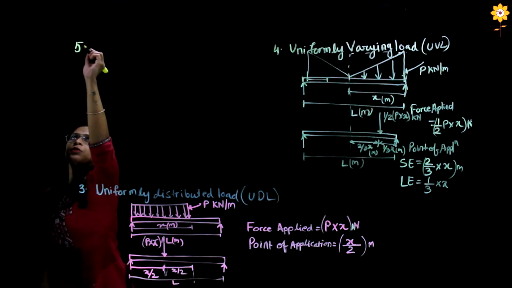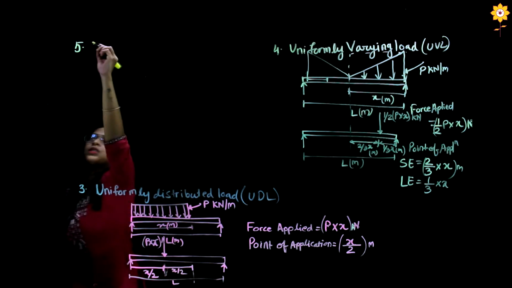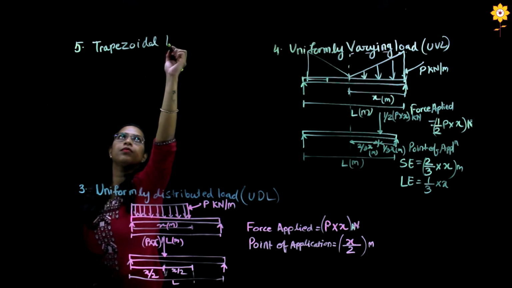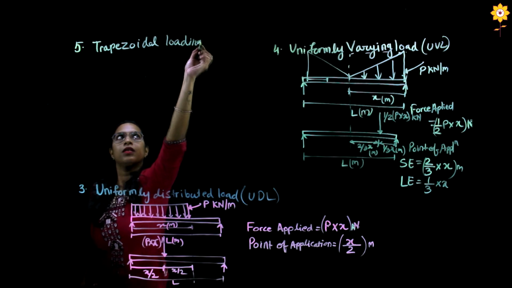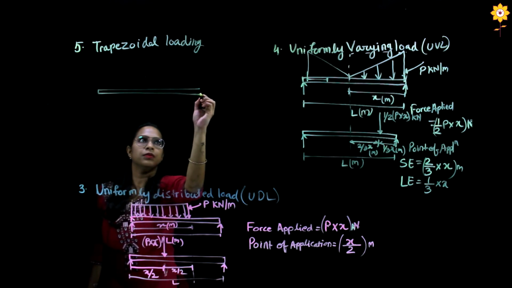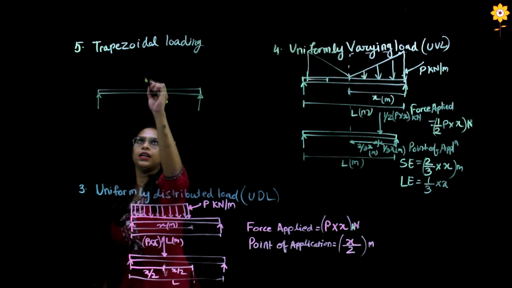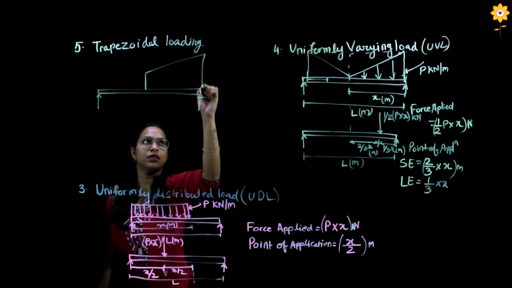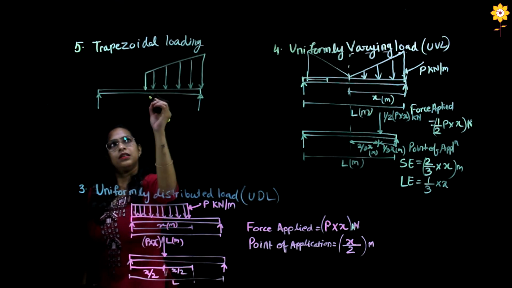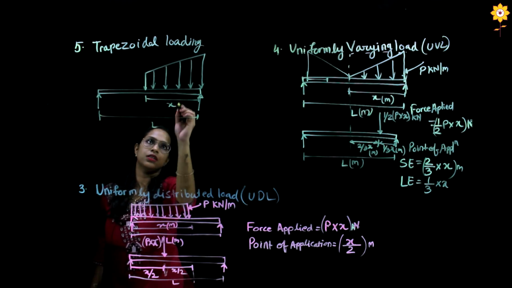Now the fifth kind of loading. This is not a different kind of loading but a combination of UVL and UDL, which is called trapezoidal loading. Let's say I have a beam which is simply supported and I have a loading like this. This is a distance x meters and this is the total distance L.